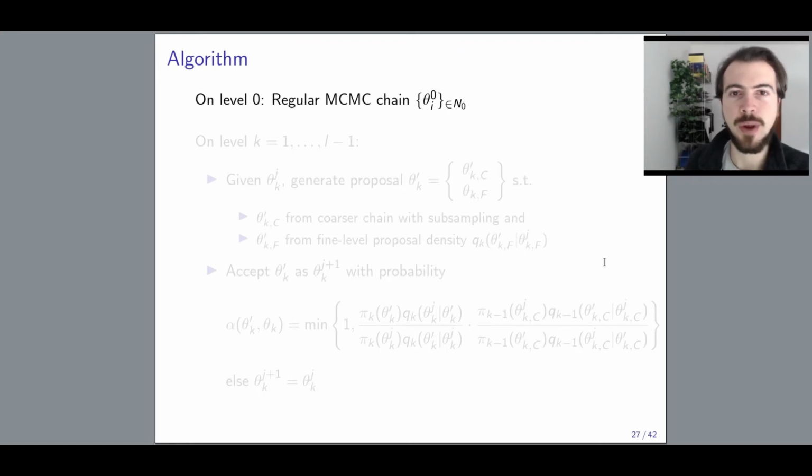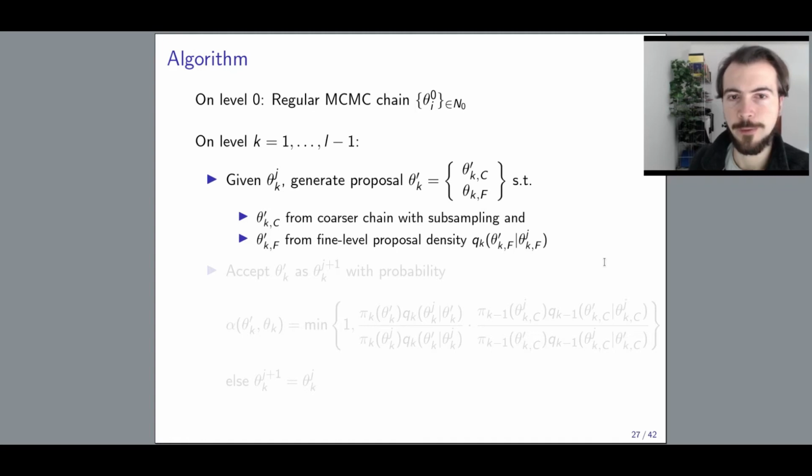A bit more formally, that algorithm looks like this. So you start with a regular MCMC chain on the coarsest level, and for each subsequent level, you use actually as your proposal your previous step from the coarsest chain. If you also add more parameters on finer levels, which may be reasonable, then you can draw those from a separate fine chain proposal density as well.